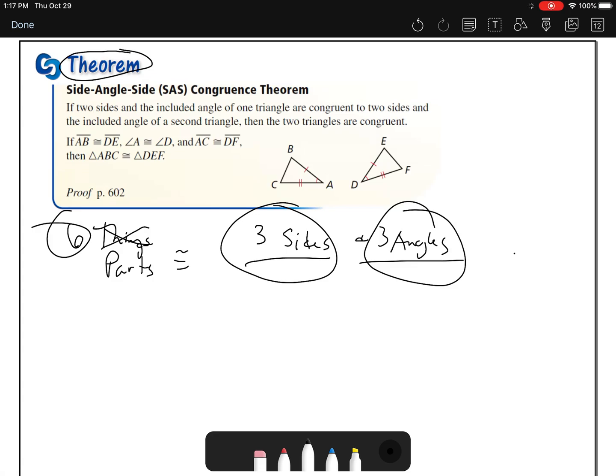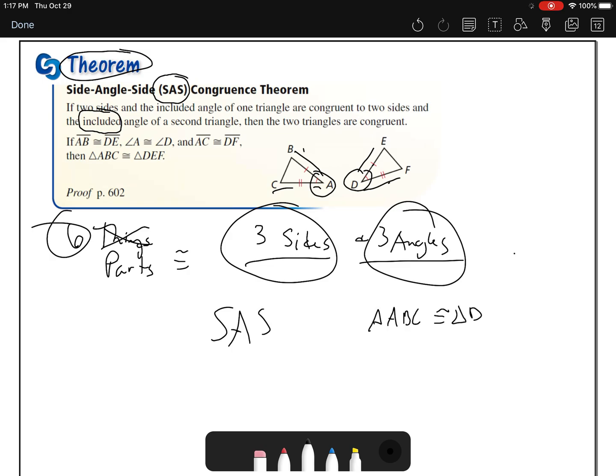Okay, so what this side angle side congruence theorem tells us is that all we need are 2 sides and an angle that's between them, or what we say included. In this case, if you look at the tick marks, AB and DE are congruent, and AC and DF are congruent. 1 tick mark, 2 tick marks. And the angle between them is also congruent. So by the side angle side congruence theorem, triangle ABC would be congruent to triangle DEF.